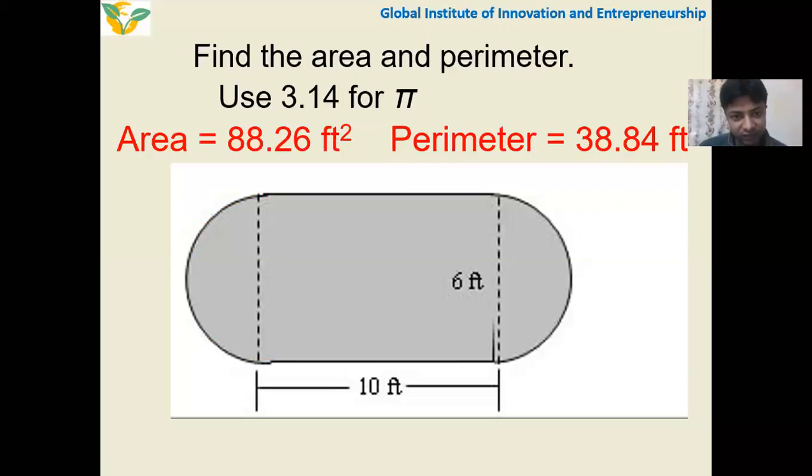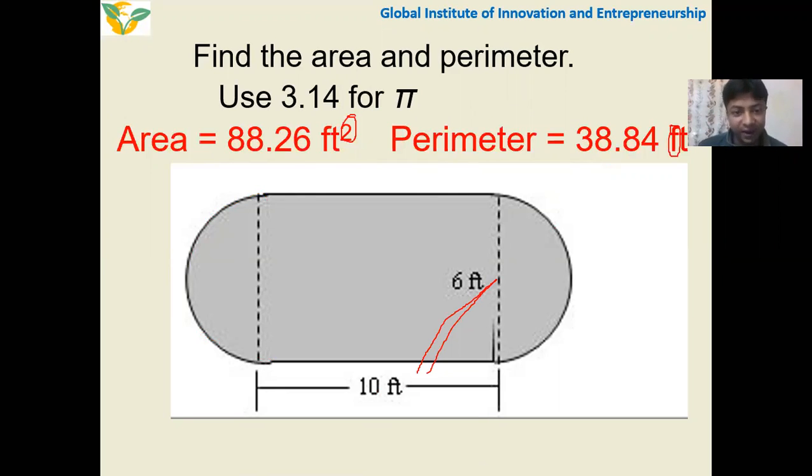What is the value? Area will be 88.26 feet square and perimeter will be 38.84 feet. One thing you have to keep in your mind while calculating these areas and perimeters: area will always be in square units, because you will multiply two dimensions, while the perimeter will have a single unit, because you are just summing up.